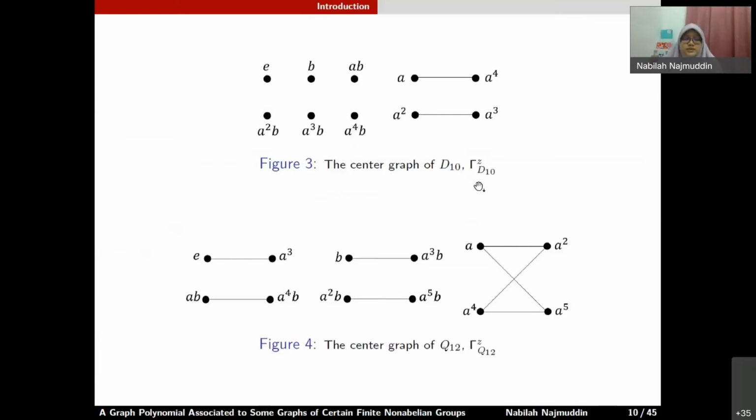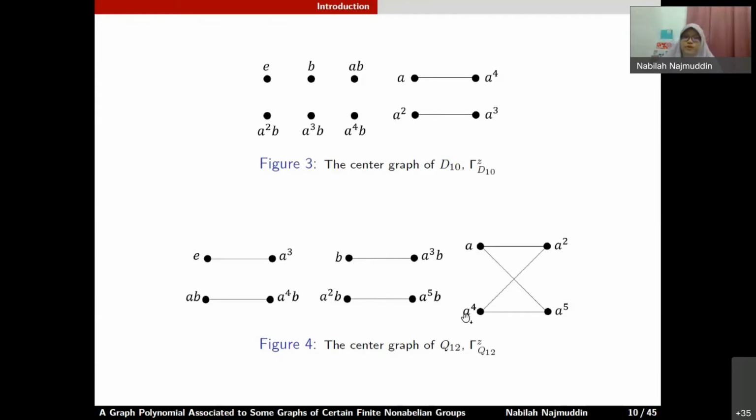We have all these vertices, which are actually all the elements of D10, and also the center graph of Q12 containing all the elements as the vertices. We can see here this is a complete graph of two vertices, and this is the complete bipartite graph with two partitions, K2,2, 2 here, 2 here.